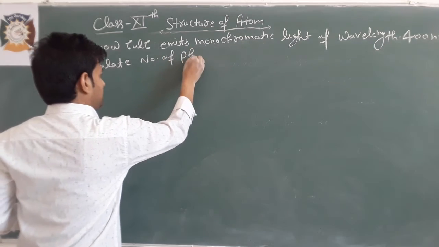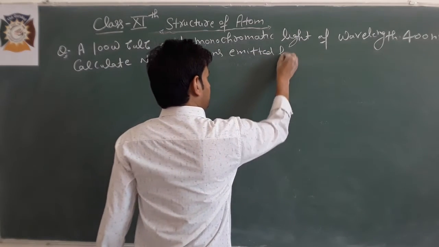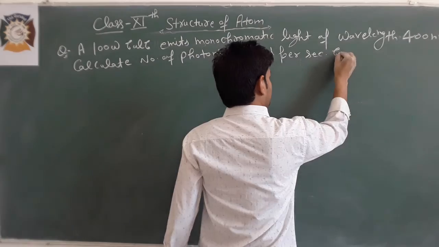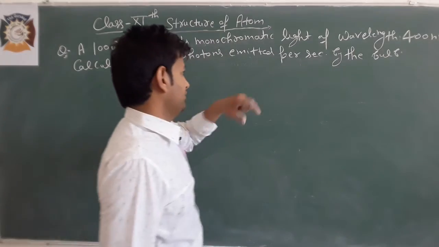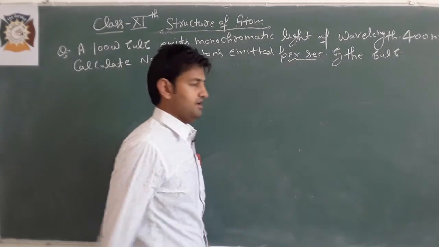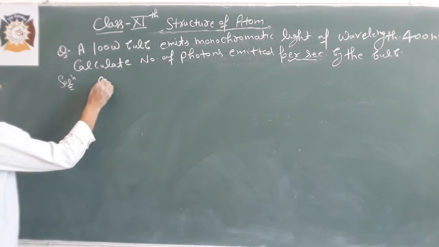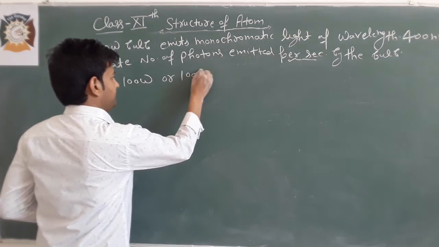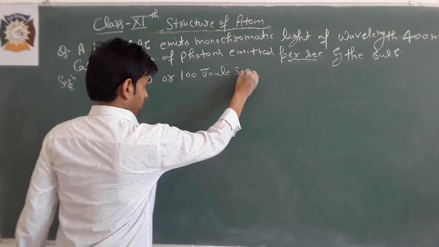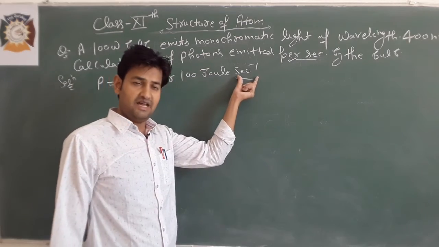Number of photons emitted per second by the bulb, the main point is per second. So in the solution, we are given power equal to 100 watt. 100 watt is also called 100 joule per second.